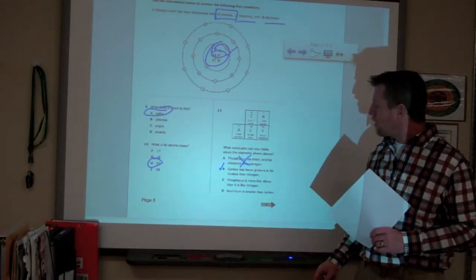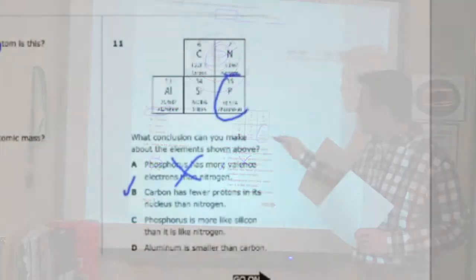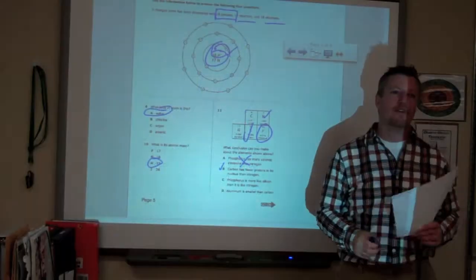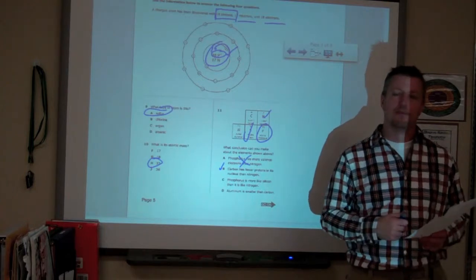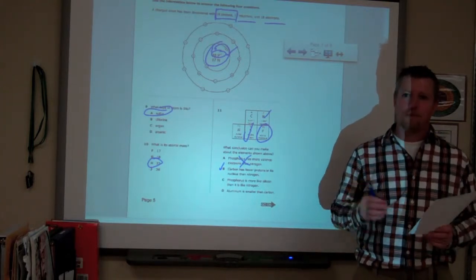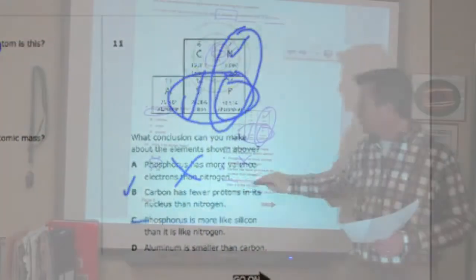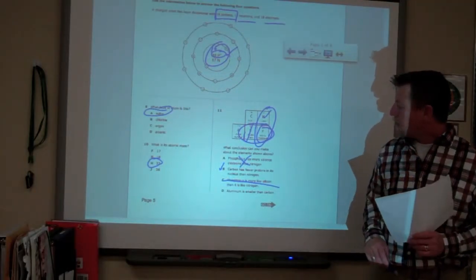Phosphorus is more like silicon than like nitrogen. Okay, which ones are alike? The ones that are in the same period or the ones in the same group? Same group, same family, right? We call them families also, because they have things in common. So these guys actually have more in common than these guys do. So that's wrong. Okay? D.